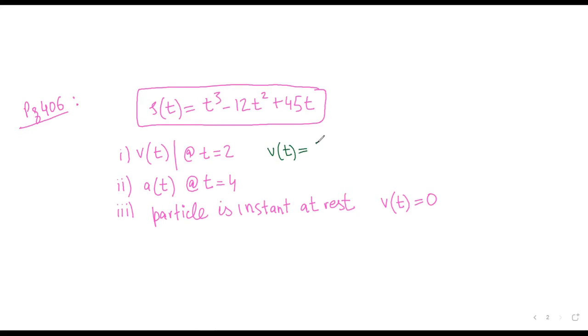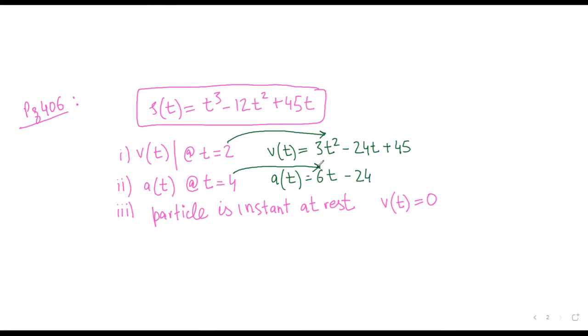The velocity function would be 3t square minus 24t plus 45. The acceleration function would be 60 minus 24. So I can put this value of t here and I can find the velocity. I can put the value of t is equal to 4 here and I can find the acceleration. Am I making sense? Yeah.